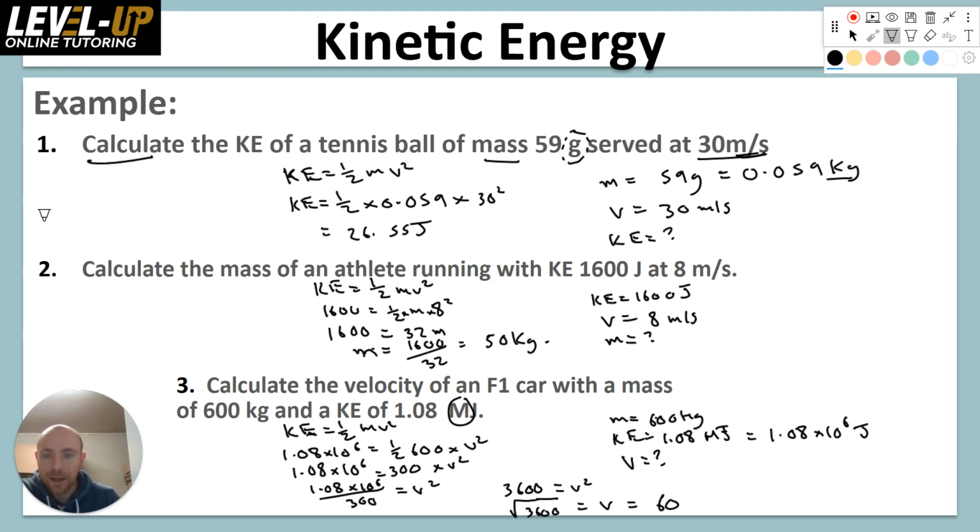What have I worked out? I've worked out the velocity. So don't forget my units here. Meters per second. And a mental check, does that make sense? An F1 car going at 60 meters per second means that in 1 second it's going to have travelled 60 meters. Now that's pretty fast, but again we're talking about an F1 car. That's not an unreasonable speed or velocity.